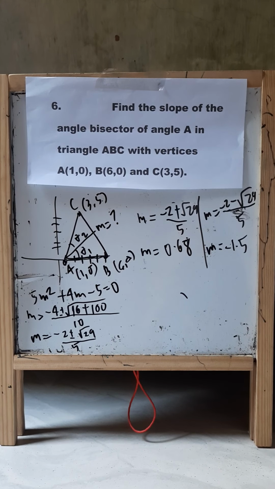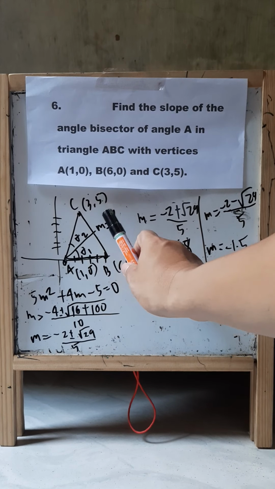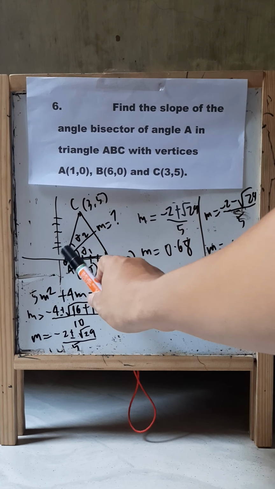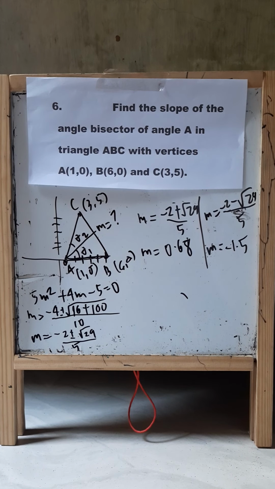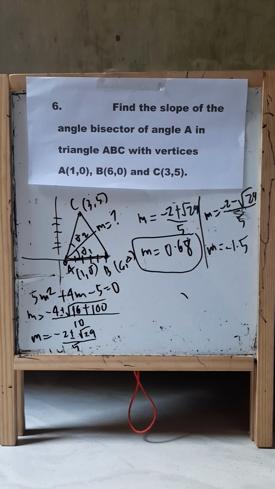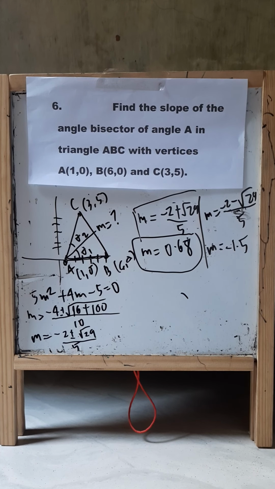So as you can see in the figure, the slope of the angle bisector has a positive slope. Yes, because it's going to the right direction. So we will choose the value 0.68 or negative 2 plus square root of 29 all over 5. Okay, may all over 5 pa yan.